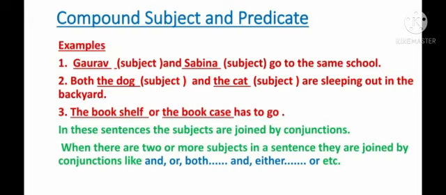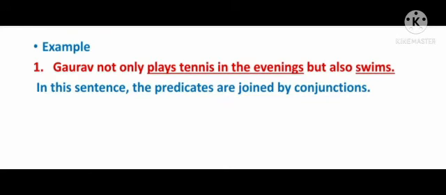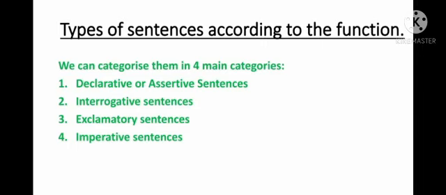When there are two or more subjects in a sentence, they are joined by conjunctions like and, both, etc. Example: Gaurav not only plays tennis in the evening but also swims. In this sentence, the predicates are joined by conjunctions.